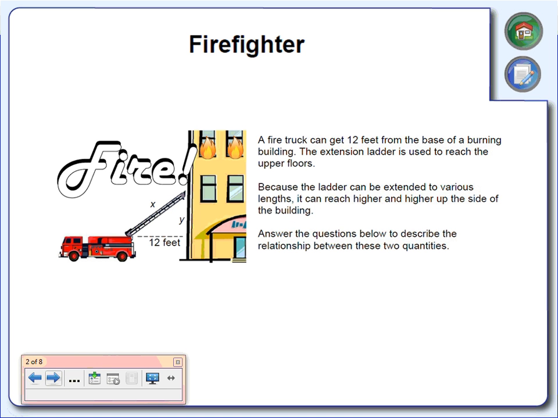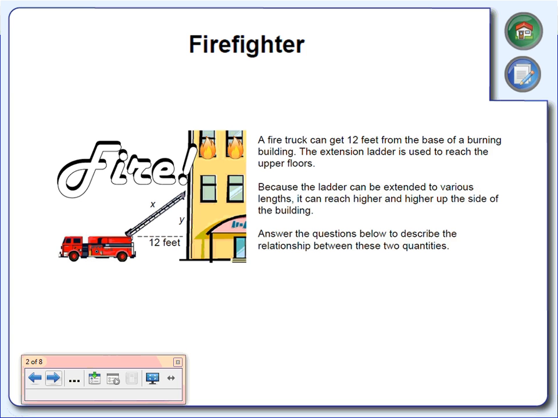All right, so if we take a look at the top of your paper, it says that there's a fire truck that can get 12 feet from the base of a burning building. The extension ladder is used to reach the upper floors. Because the ladder can be extended to various lengths, it can reach higher and higher up the side of the building. Answer the question below to describe the relationship between these two quantities.